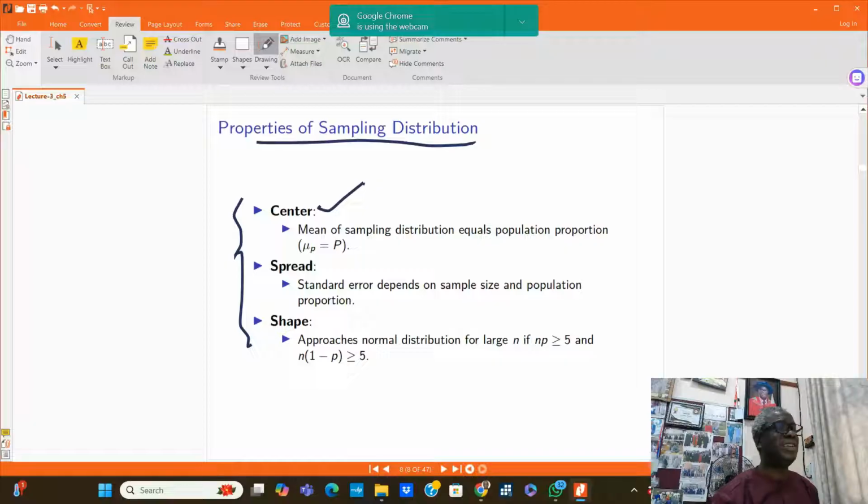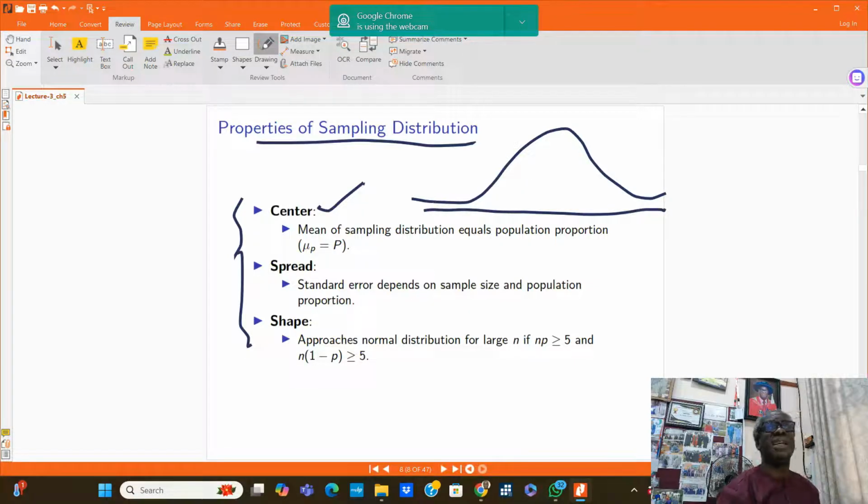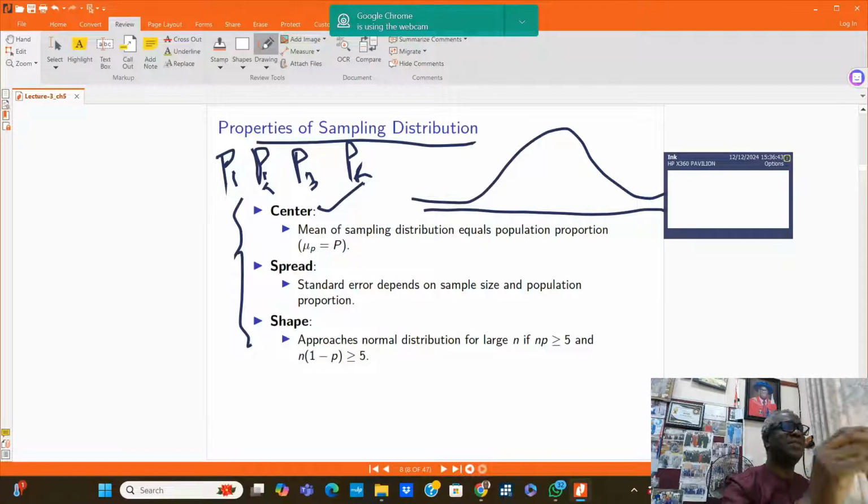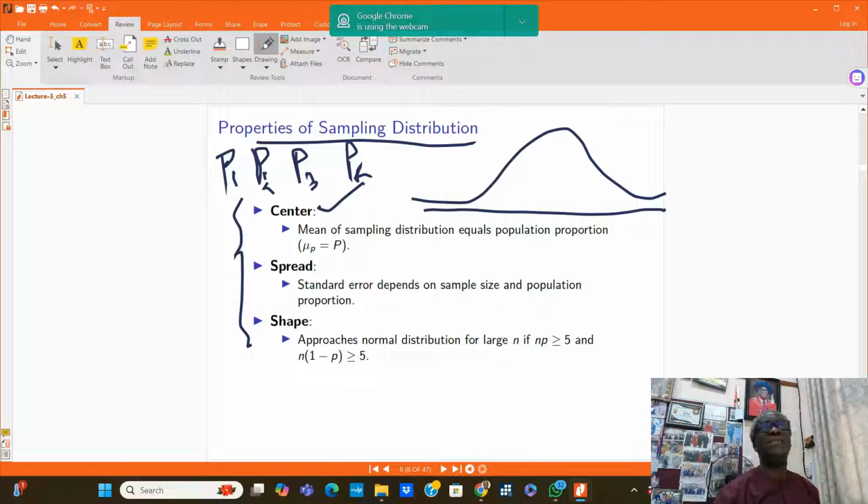But we are also more interested in another property, which is the shape. The shape is very important. In the previous lecture, I talked about one shape that is of interest to us in statistics. That is a normal shape. In other words, if I look at P1, P2, P3 to PK, what shape will it give? Will it have a normal shape or not? If we plot the histogram of the sample proportions, will it have a shape like a normal one?